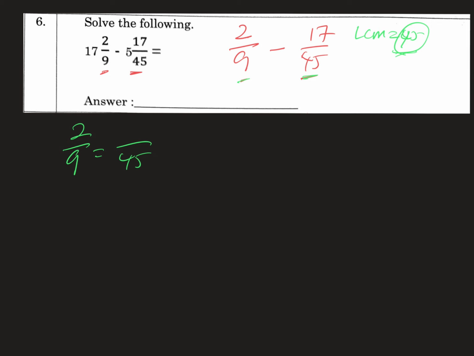As we went through before, we have 9 multiplied by 1 is 9, 9 2s are 18, 9 3s are 27, and we go to 9 multiplied by 5 will give us 45. Whatever we do to the bottom, we do to the top. 2 multiplied by 5 is 10. So now the new fraction equation becomes simply this: 10 over 45, right, minus 17 over 45, and that's how we'll get the answer.